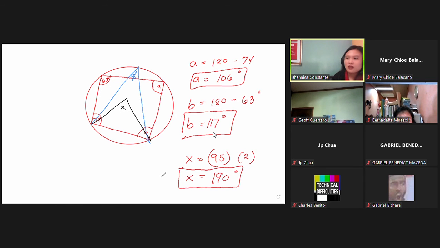So that's the measurement of our angle X, angle A, and angle B, applying the properties of circle, which are the chord property, the angle at the center property, and the cyclic quadrilateral property. Okay. So tomorrow we're going to continue our discussion about circle.